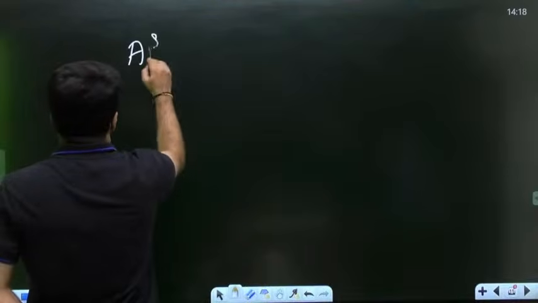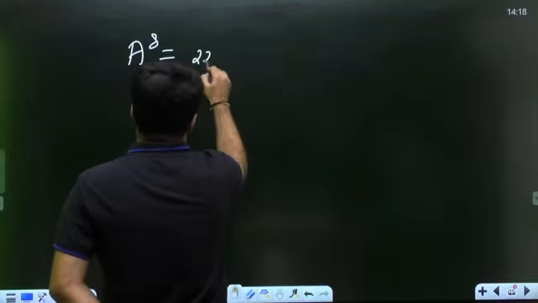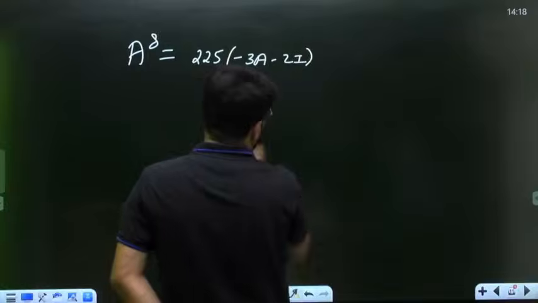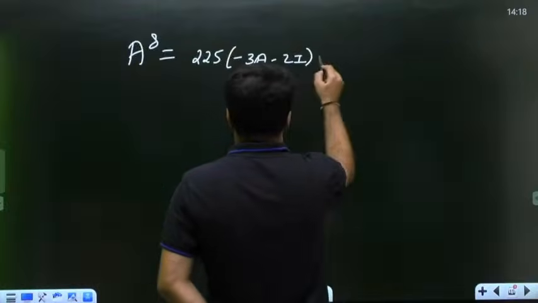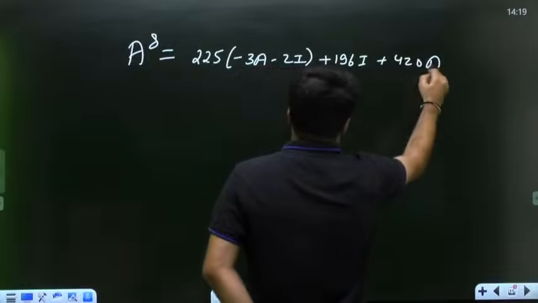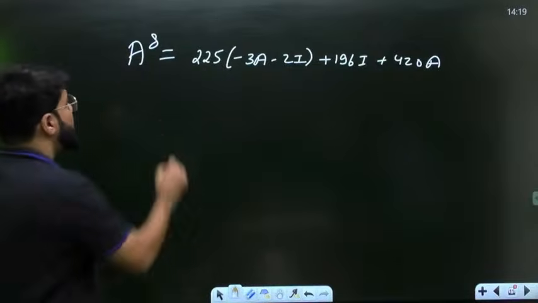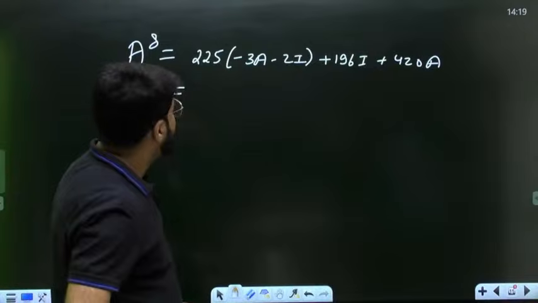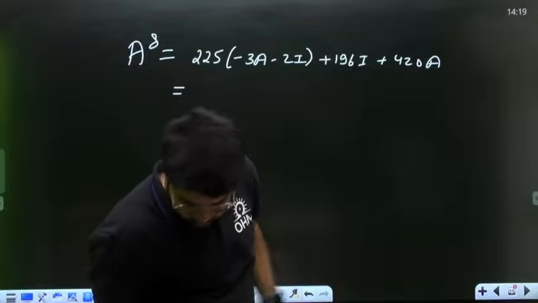A raised to the power 8. How much? 225, I am substituting a square, that is equal to minus 3a minus 2i, and then plus 196i plus 420a. Keep solving. I told you it is a little calculative, but no problem. Minus 225 into 3. How much will be the answer? Let me just calculate and write down. Plus 420 also will be there.